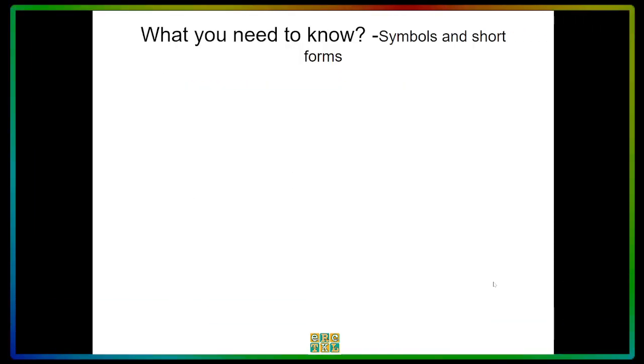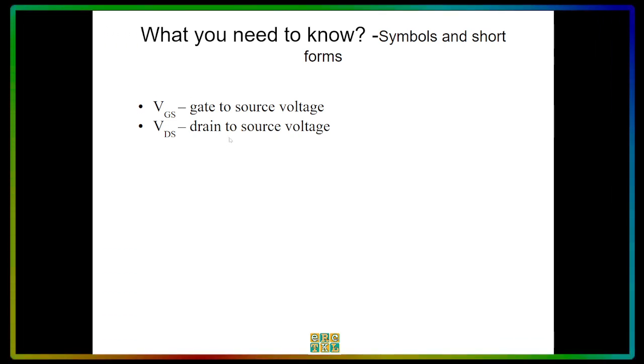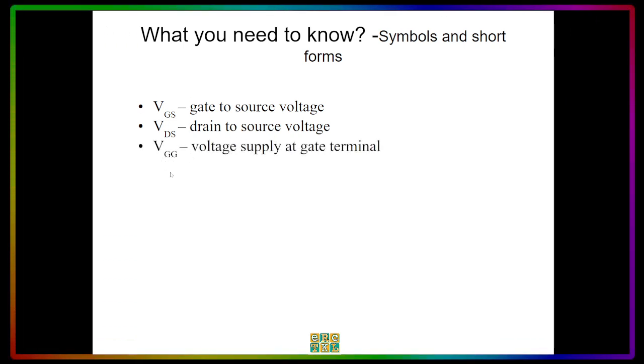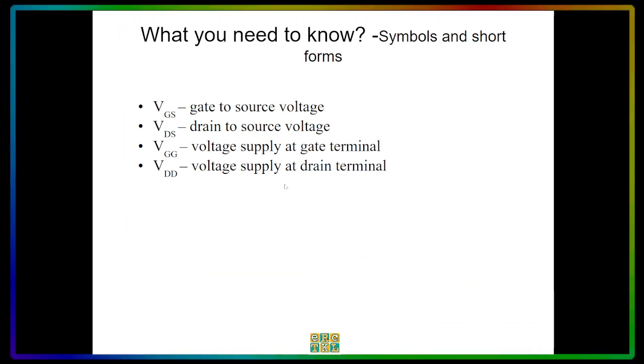Next, what do you need to know about the symbols and short forms? VGS stands for gate to source voltage. VDS stands for drain to source voltage. VGG means the voltage supply at the gate terminal. VDD is the voltage supply at the drain terminal.